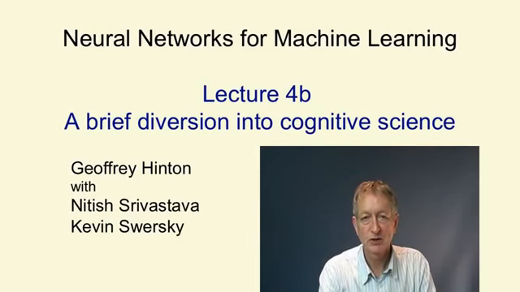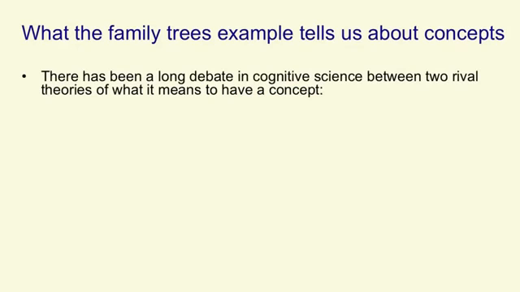We're now going to talk a little bit about an issue that's of interest to cognitive scientists, but may not be of much interest to engineers. So if you're an engineer, you can just ignore this video. In cognitive science, there's been a debate going on for nearly 100 years about the relationship between feature vector representations of concepts and representations of concepts via their relations to other concepts. And the learning algorithm we've just seen for family trees has a lot to say about that debate. We're now going to make a brief diversion into cognitive science.